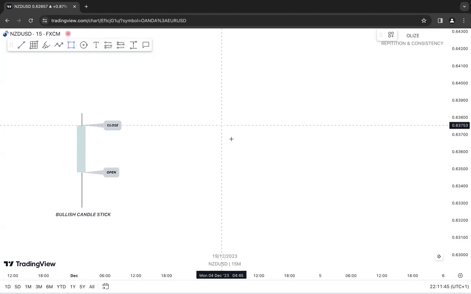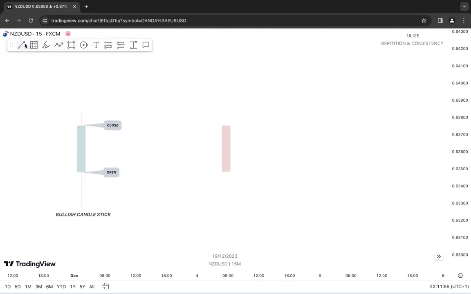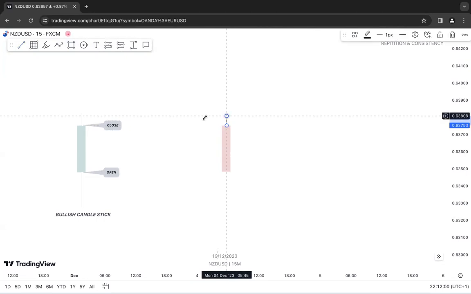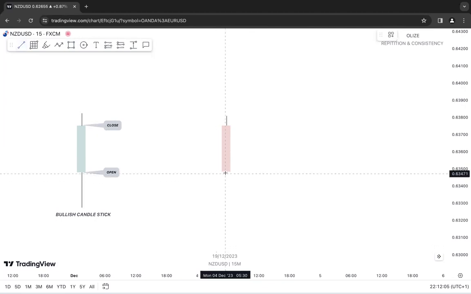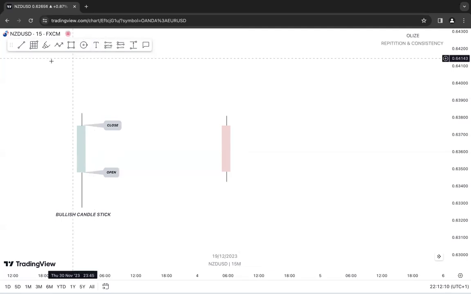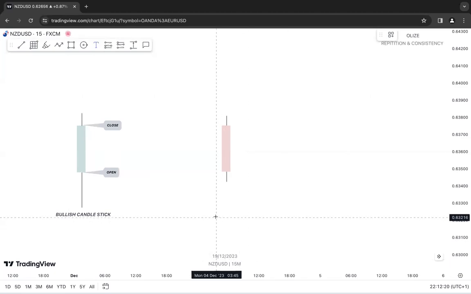Same goes for a bearish candlestick. Let me change the color. You might overlook all these, but these are important and you're doing them daily in the markets. So this is a bearish candlestick.